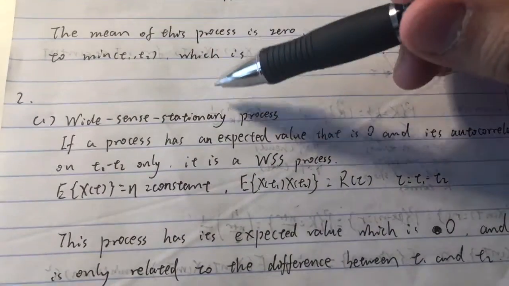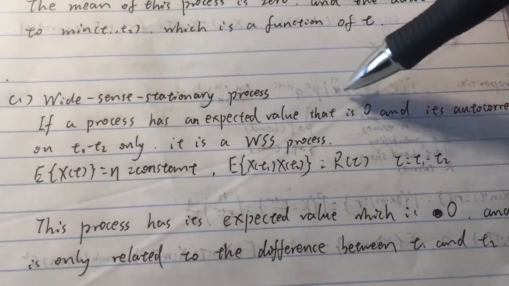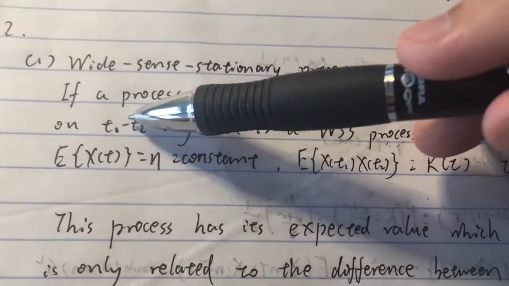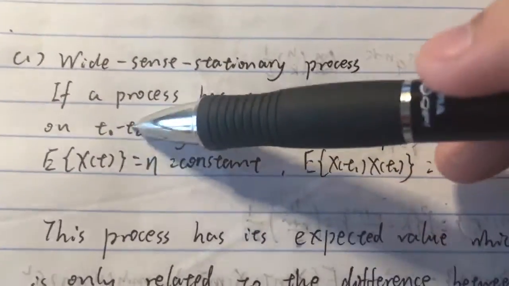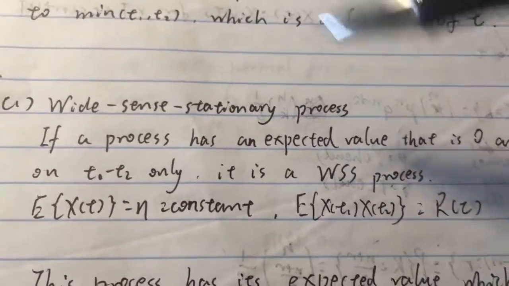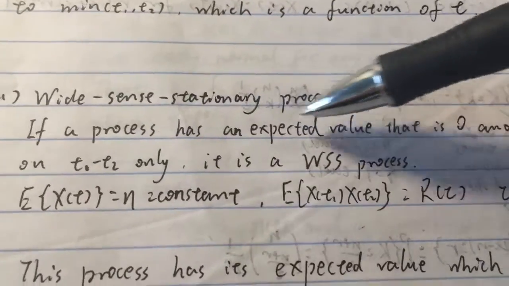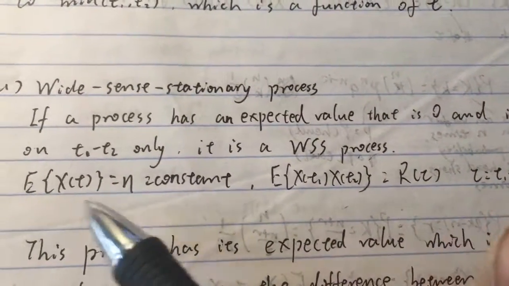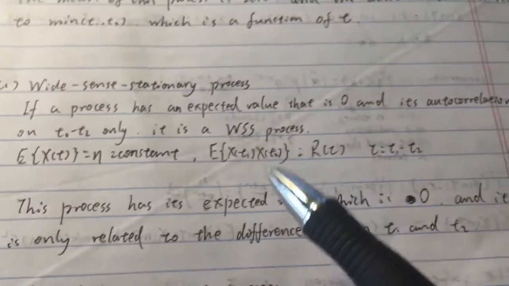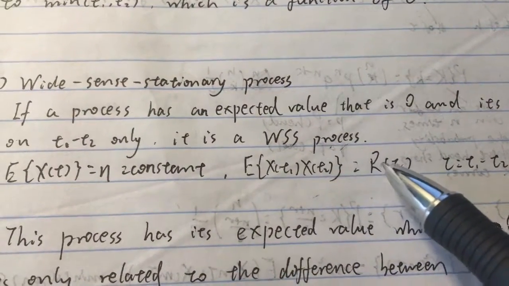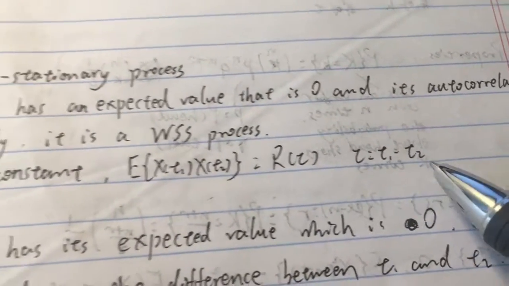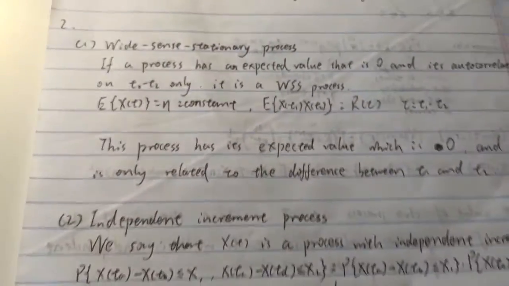If a process has an expected value that is constant and its autocorrelation depends on t1 minus t2 only, the difference between t1 and t2, it is a WSS process, a wide-sense stationary process. Its expected value is a constant, and its autocorrelation is R(tau), where tau equals t1 minus t2.